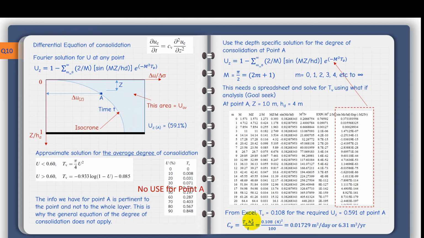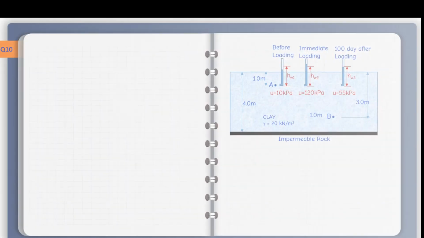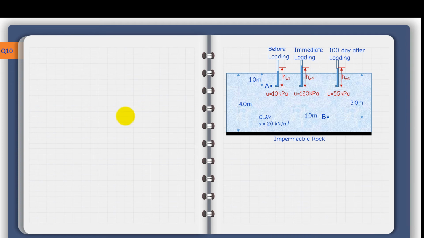Straightforward. TV is 0.108, drainage path 4 meters, and the time is given as 100 days. So now I already got the coefficient of consolidation from all the data, remember, at point A. The rest will be straightforward. So here is the profile.